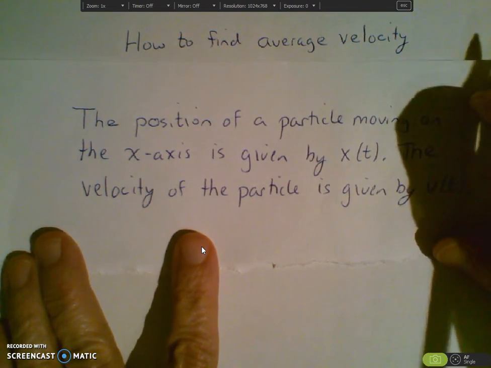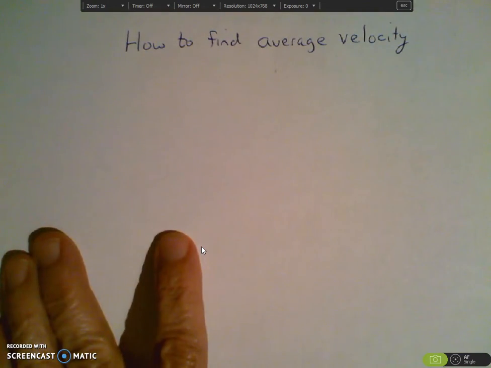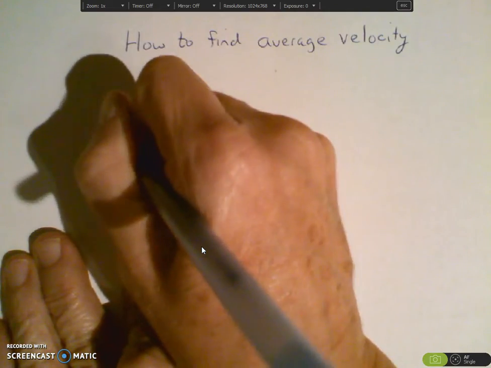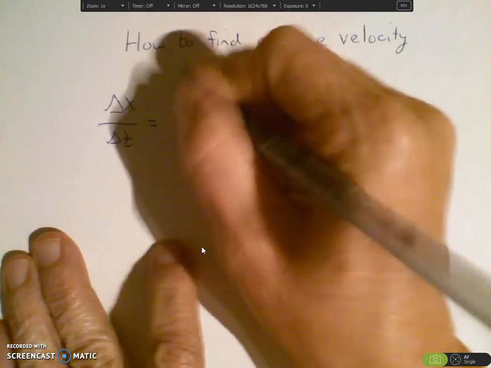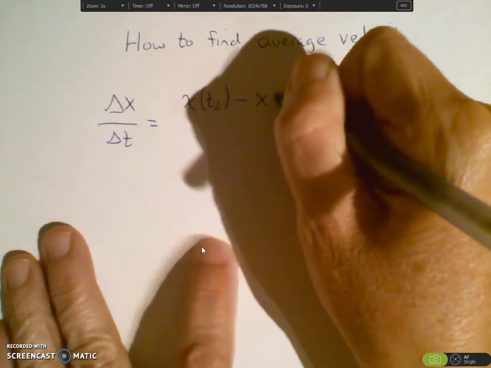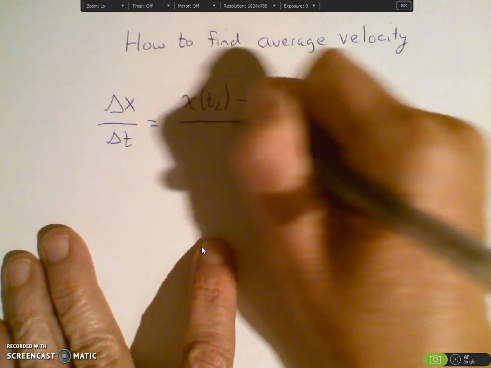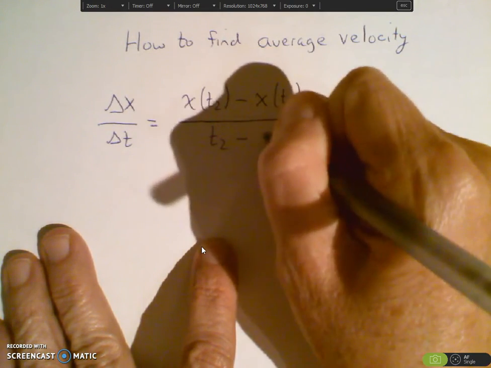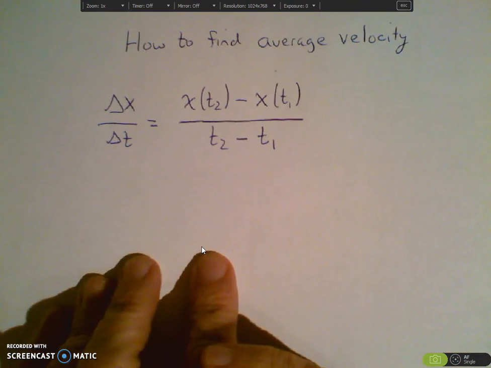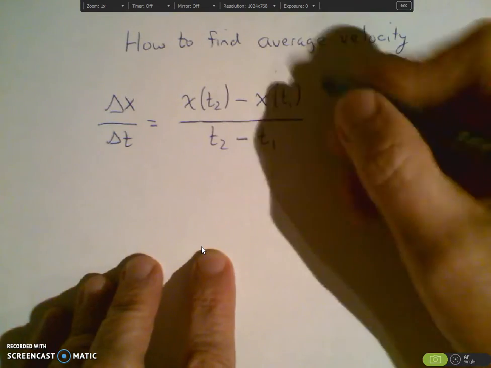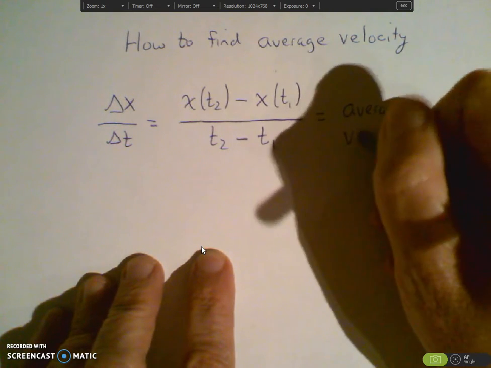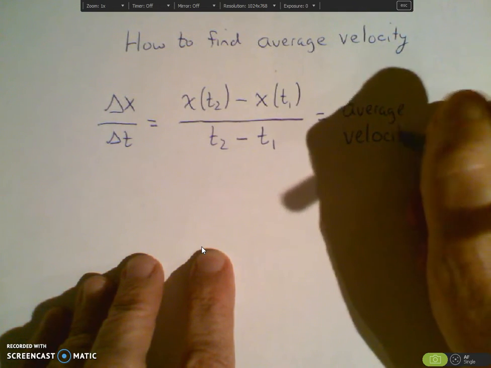One way to find the average velocity would be to do the change in position divided by the change in time. In other words, we would do the position at time 2 minus the position at time 1 divided by time 2 minus time 1. You'll notice this looks a whole lot like a slope formula, doesn't it? It's also called a difference quotient, and this is one way to find the average velocity on the time interval from t sub 1 to t sub 2.